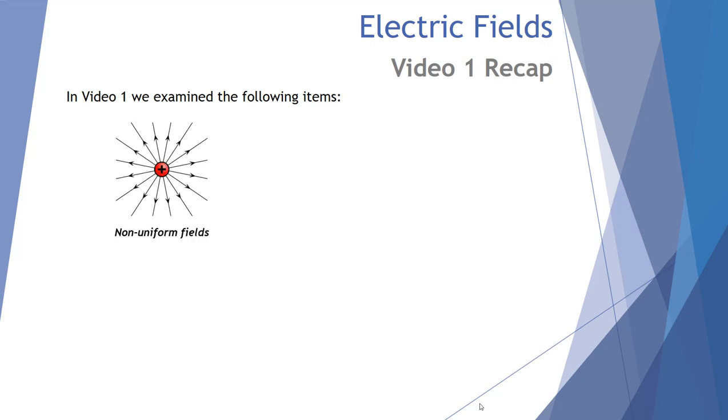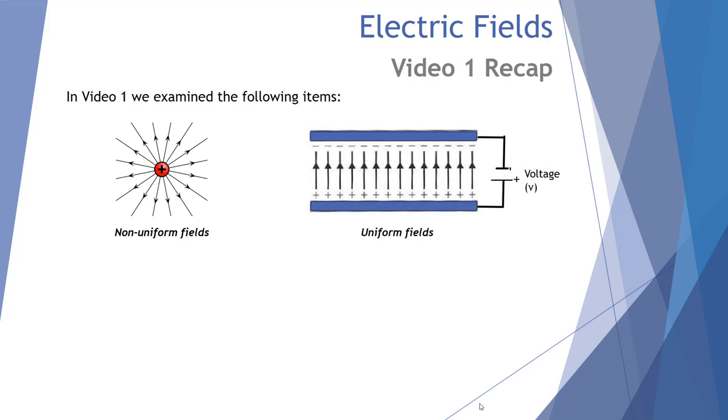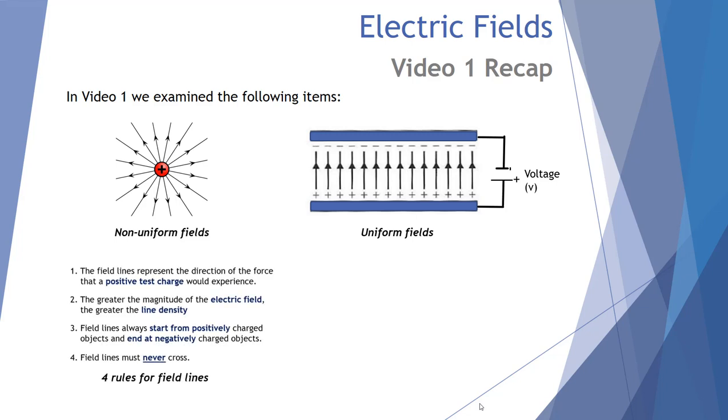First of all, we examined non-uniform fields, discussed their features and their production. We looked at the production of uniform electric fields. We examined the four rules for field lines. And we had a look at some equations and calculations that are relevant to non-uniform fields.